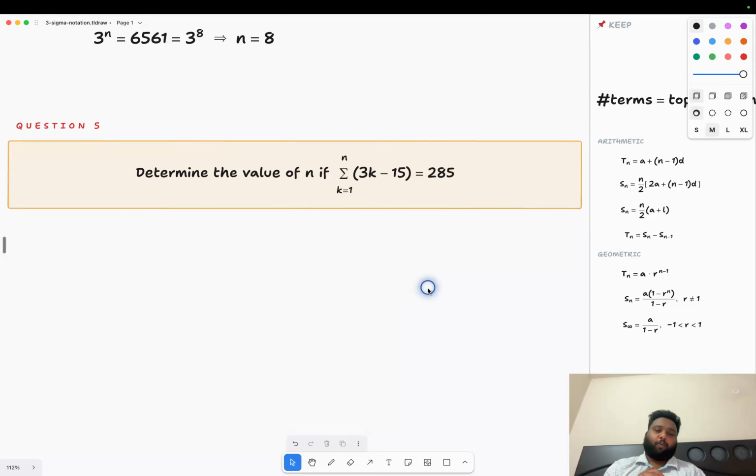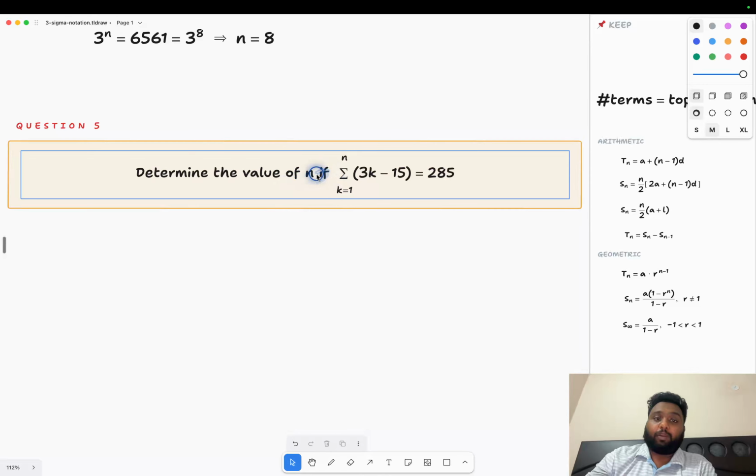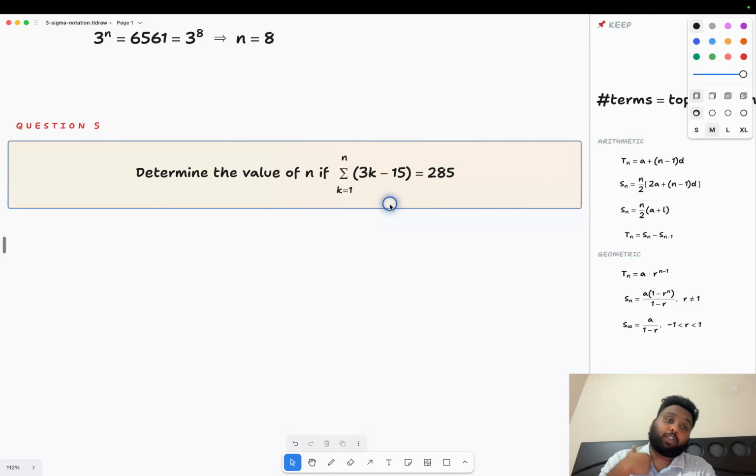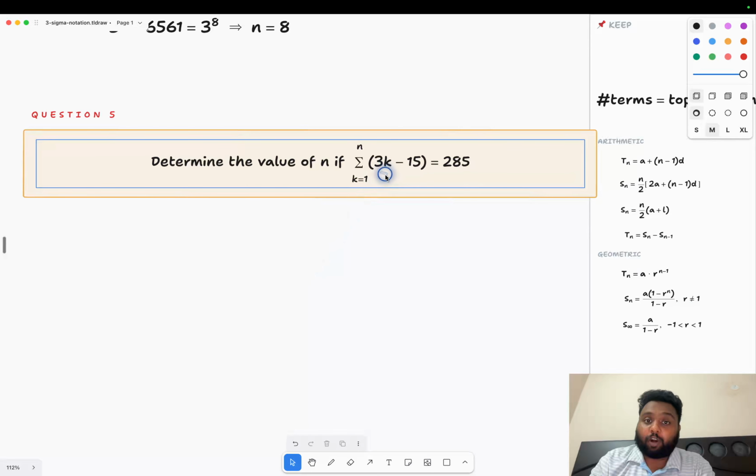One last type of question that we might see is when we have to find the value of n when the given sum is this. The last question was a geometric series, because when we substituted the different values of n into it, we found out what the series is. What type of series do we have at hand here?